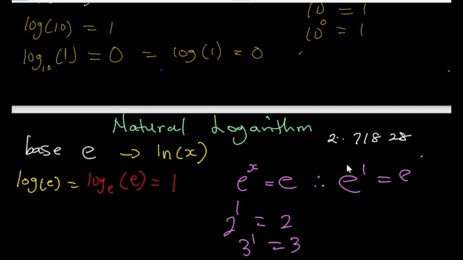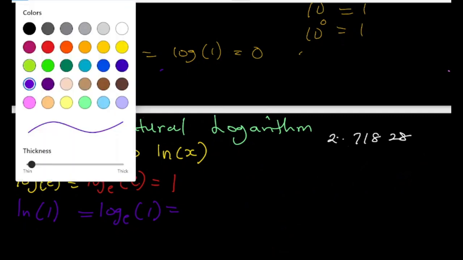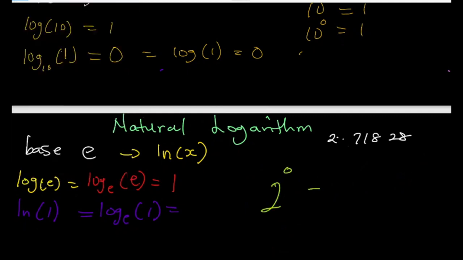Okay, so let's look at another one that says "by what power." Let's use it this way. This says ln 1, and this ln 1 means log base e of 1, and this is saying what power will e be raised to get 1. Now remember that any number, 2 to the power of 0 is 1, 3 to the power of 0 is 1. So the same with e to the power of 0 is 1. So the answer to this question is 0.